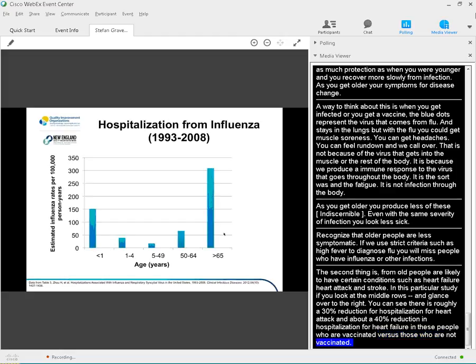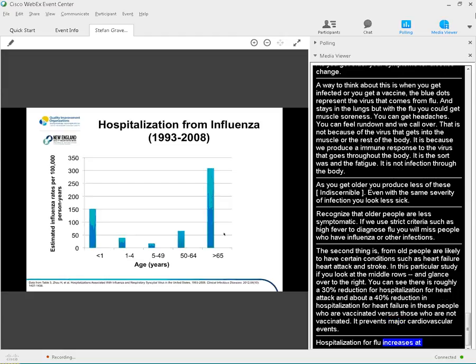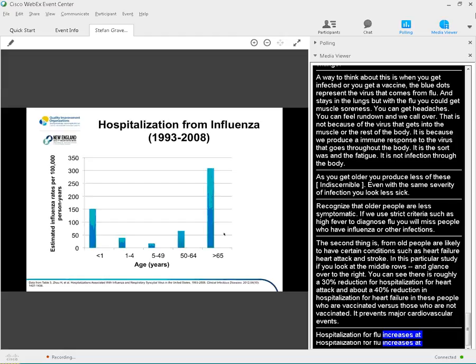Hospitalization for flu increases at age 50. You can see the bars here going up, and also below the age of 1. But you can see the majority of hospitalizations on a per 100,000 population basis occurs in the oldest individuals.